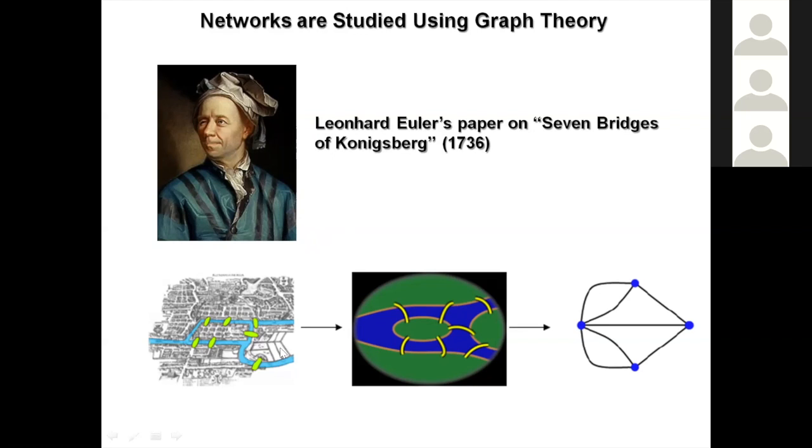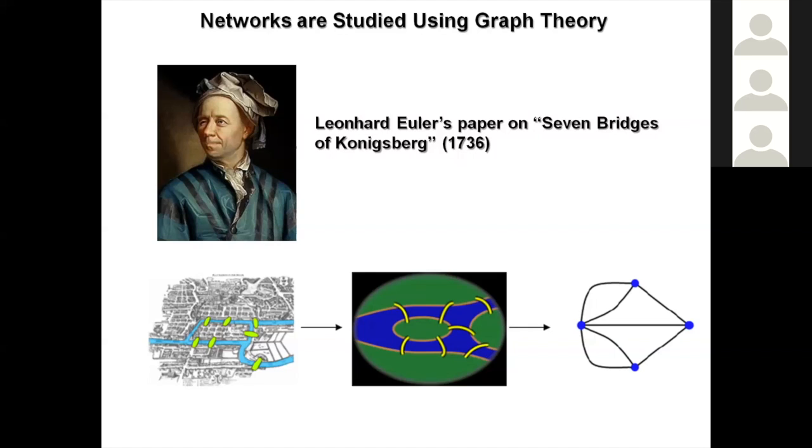And he came up with a problem: whether you can go through all the land masses, crossing all the bridges once only. The simple answer to this problem is no, and Leonhard Euler proved it, that it couldn't be done by crossing each bridge once only.